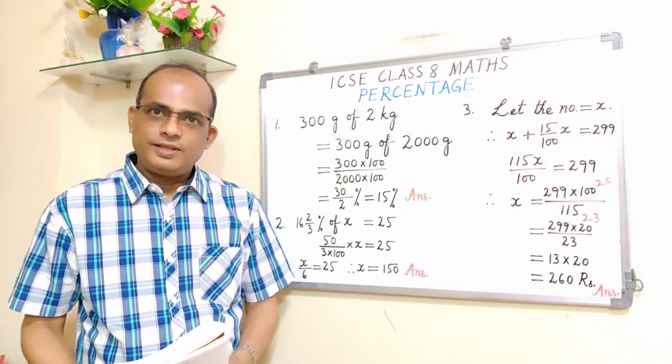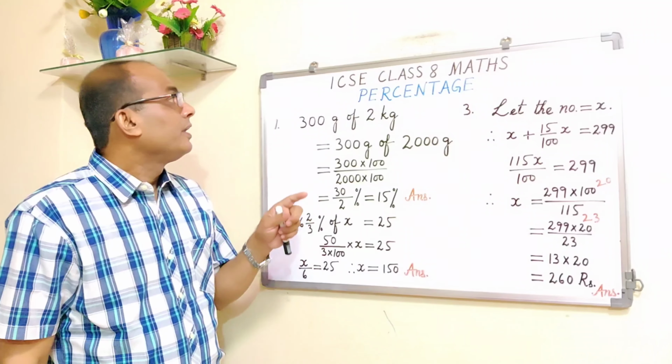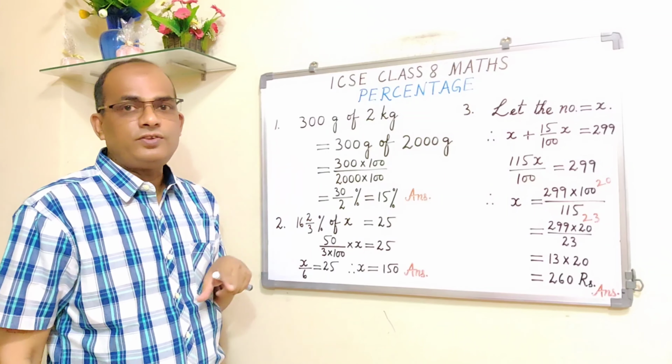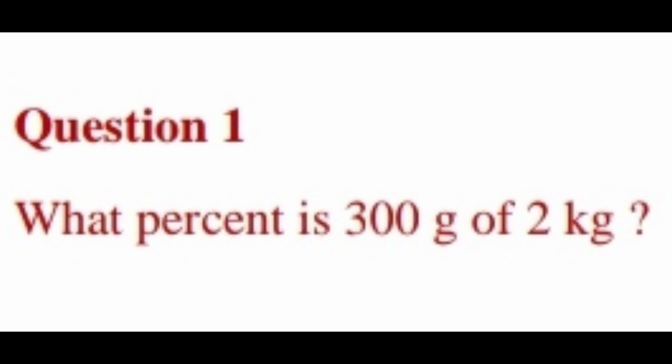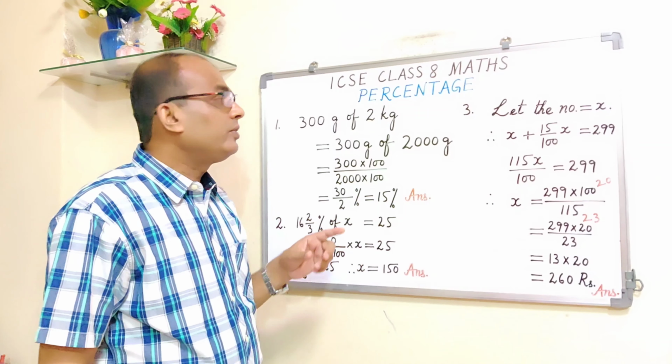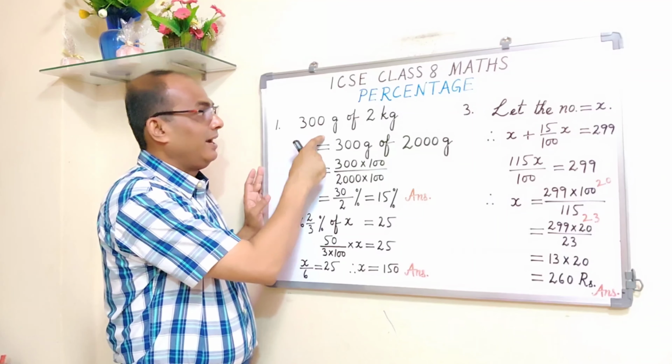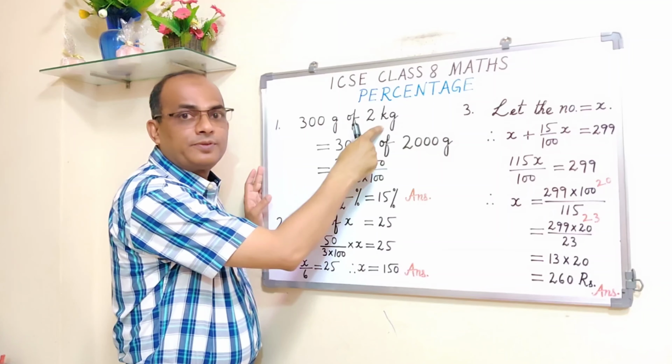Okay, so the topic is percentage, and the first question, as you can see on the screen, is: what percent is 300 gram of 2 kg? Look here: 300 gram of 2 kg.